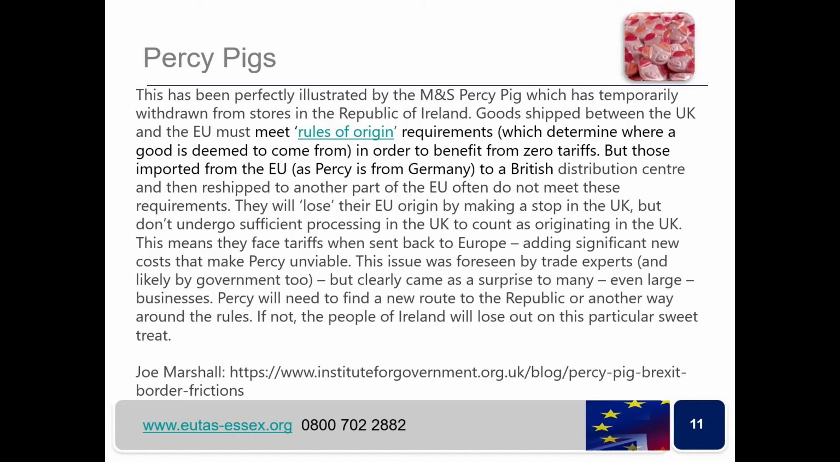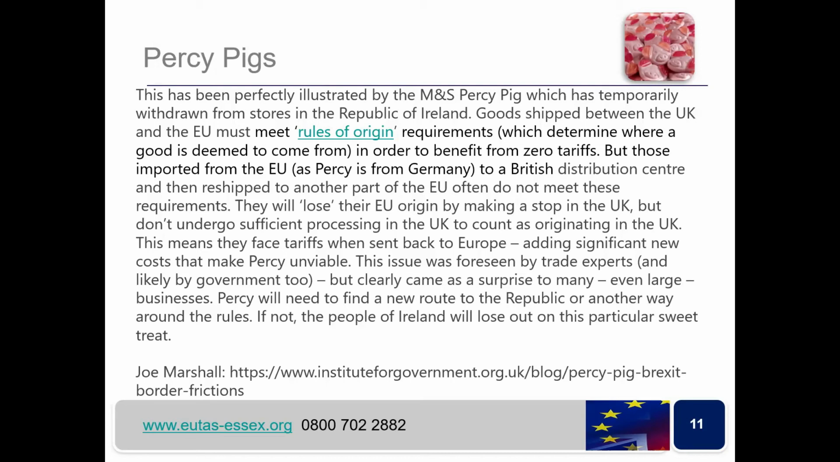And basically what happened was that M&S currently import Percy pigs from Germany. They take them out of customs control in the UK and repackage them, and then send them off to the Republic of Ireland to sell in their stores in the Republic of Ireland. Now the question arose around the rules of origin. Is this product a German product or is it a UK product? Well, unfortunately for M&S, the insufficient production element of the rules of origin came into play here, and it said repackaging was not sufficient. You're not changing the Percy pigs inherently from a Percy pig to anything else.